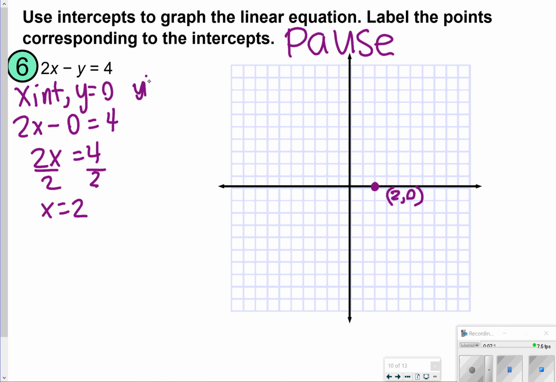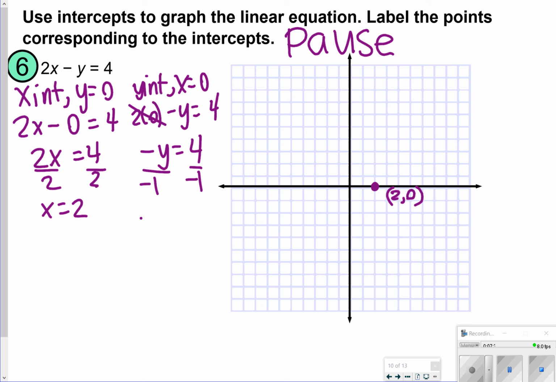For the y-intercept, I just need to make sure that x is equal to 0, and then I solve for y. So 2 times 0 minus y equals 4. 2 times 0 is just 0, so I have minus y is equal to 4, but I can't have a negative y, so I'm going to divide both sides by negative 1. So y is equal to negative 4. So I just come down here on the y-axis, 1, 2, 3, 4. And this is 0, negative 4 as my intercept. And then I would just connect my 2 points here. Okay, so that would be your answer.